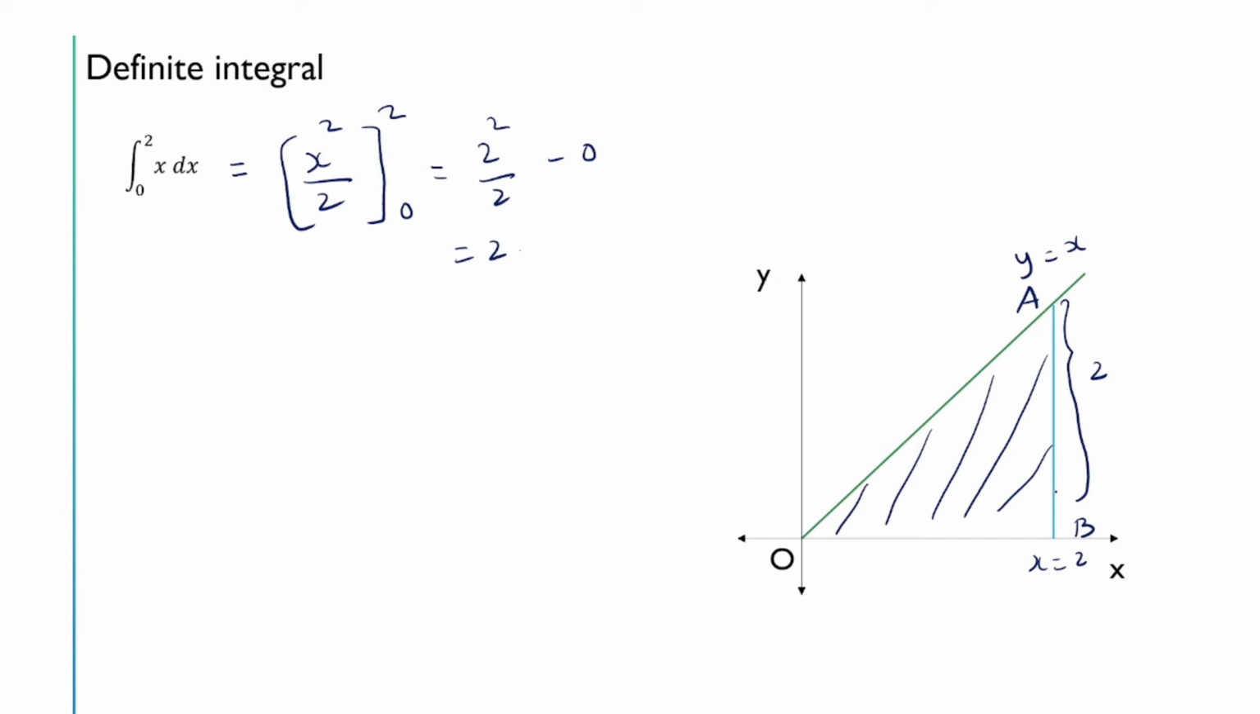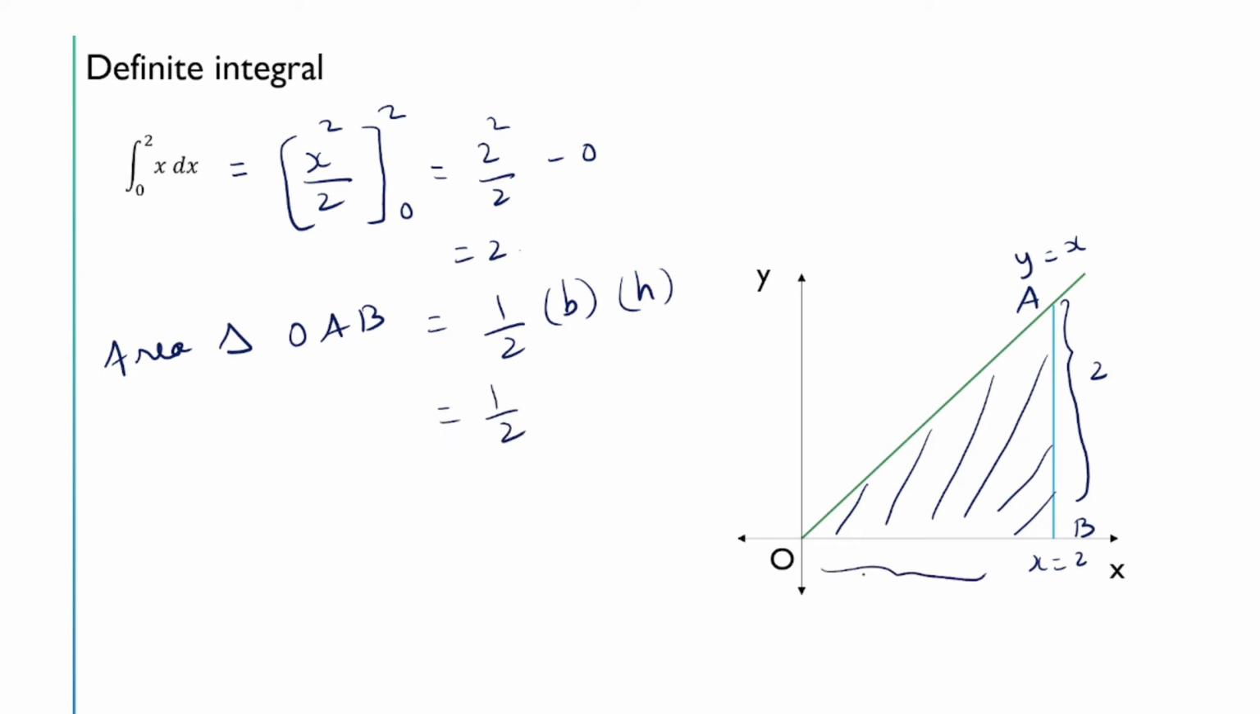Now we know in our earlier classes we have studied the formula for area of a triangle. So here area of triangle OAB is equal to half into base into height. So this is equal to half into, here base is 2 units and height is also 2 units. So it is half into 2 into 2. So this is equal to 2 square units.